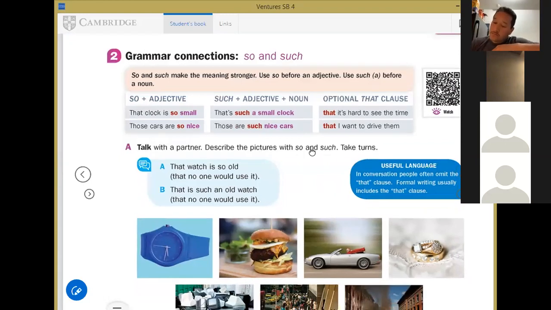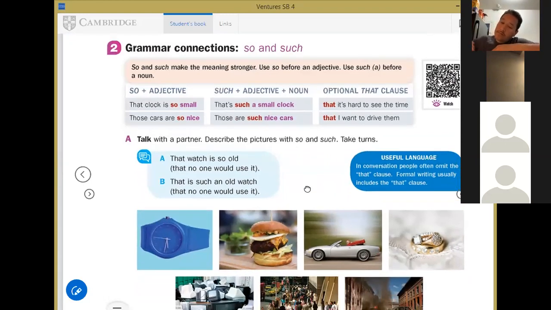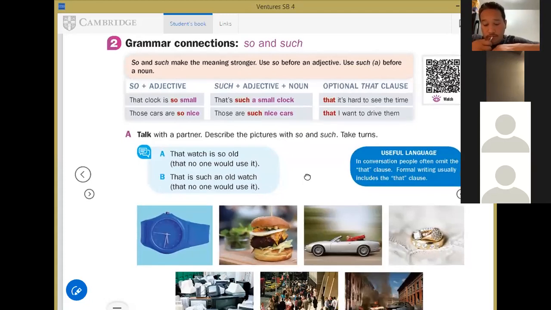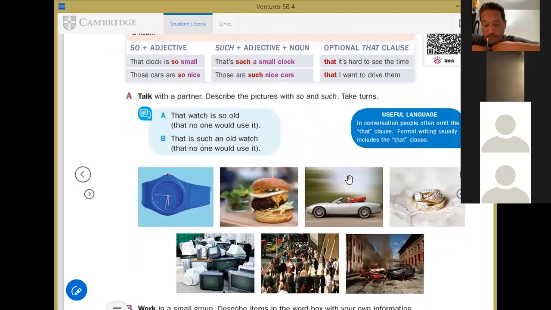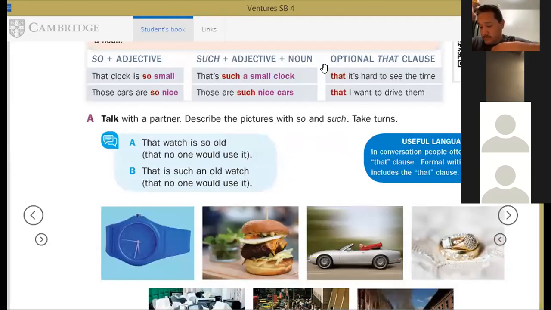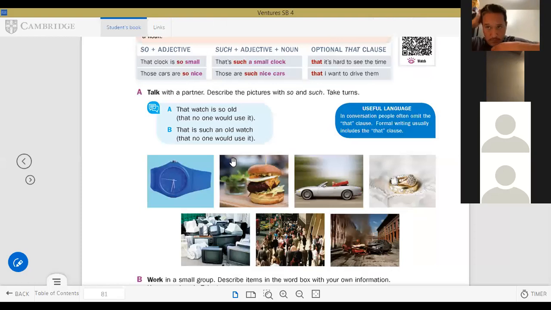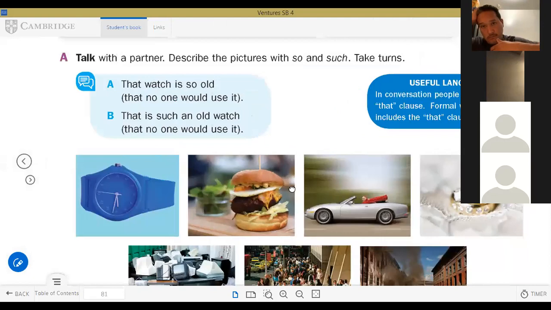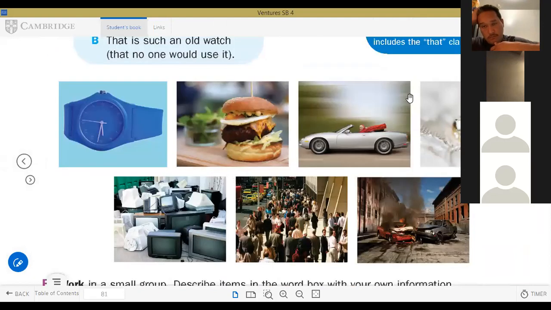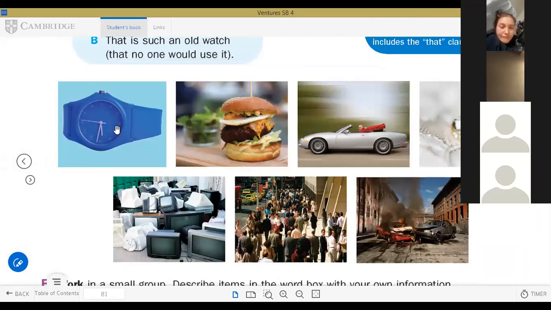All right, so let's see if we can make some sentences with these pictures. Can everybody see the pictures? Yes. Let me make them a little bit bigger here. We're going to look at the picture and make a sentence with so or such. For example, you can say that watch is so old that nobody would want to wear it.